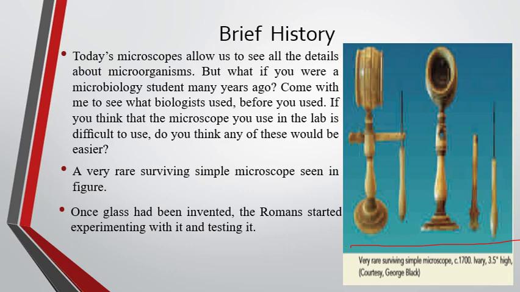So after the invention of glass, the Romans started experimenting with it and testing it. And they found that if the glass had a thick middle but was thin at the edges, objects would look larger when this lens was held over them. So these early forms of lens were referred to as magnifiers.